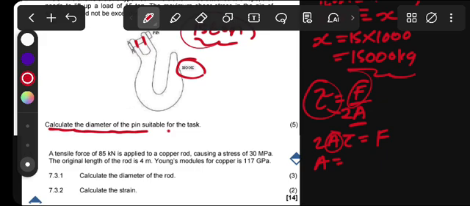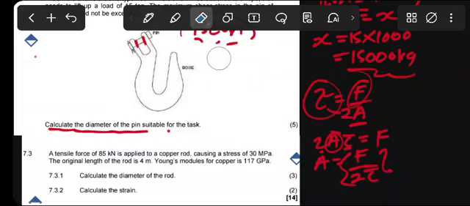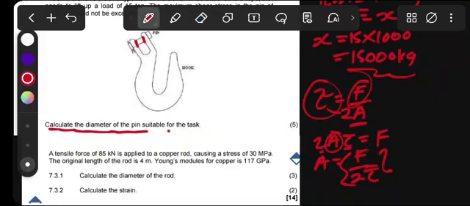I'll divide by these 2. I'll have force divided by 2, divided by what? By shear stress. So this is what we have now. We have that the area is equal to force over 2 multiplied by the shear stress, like this.